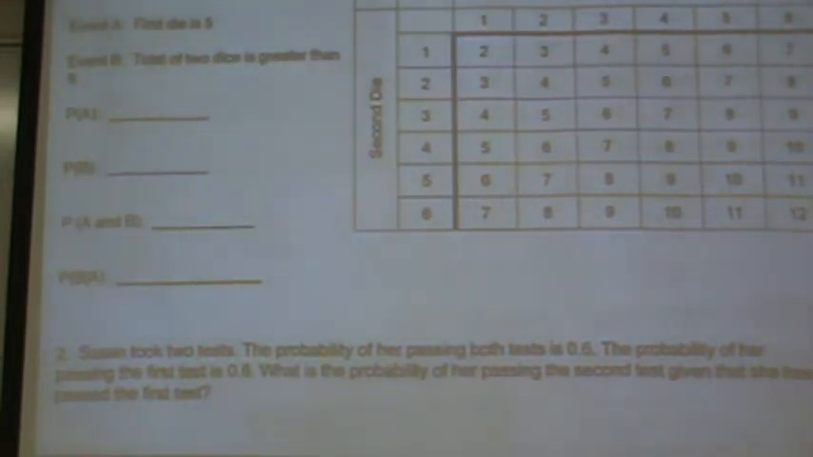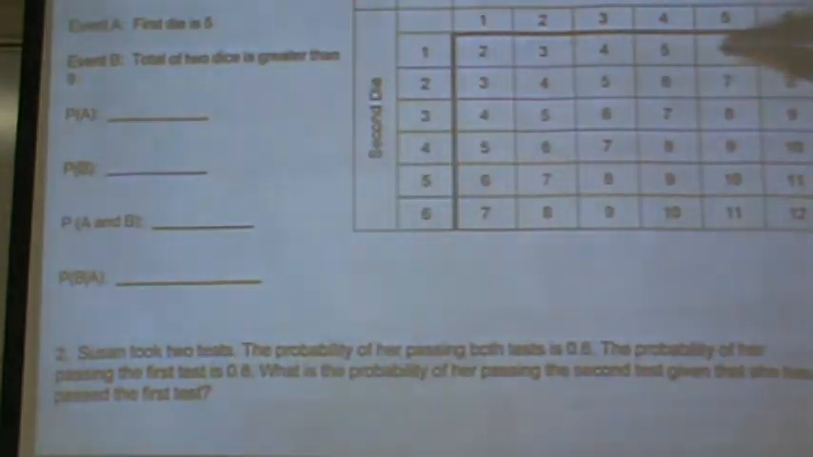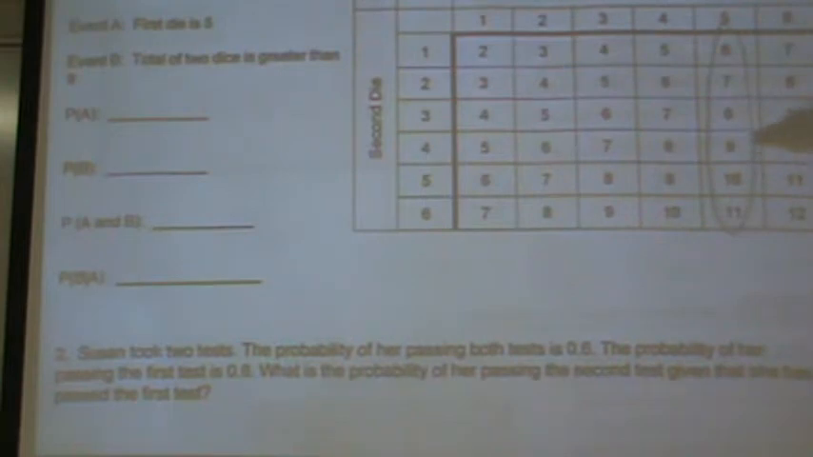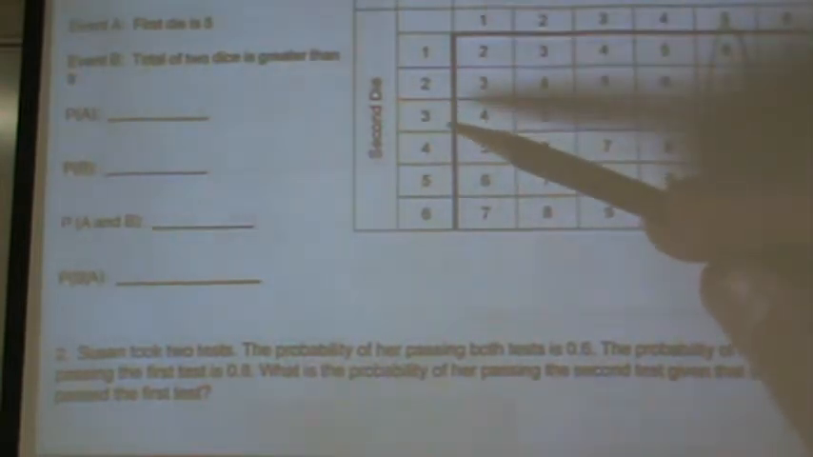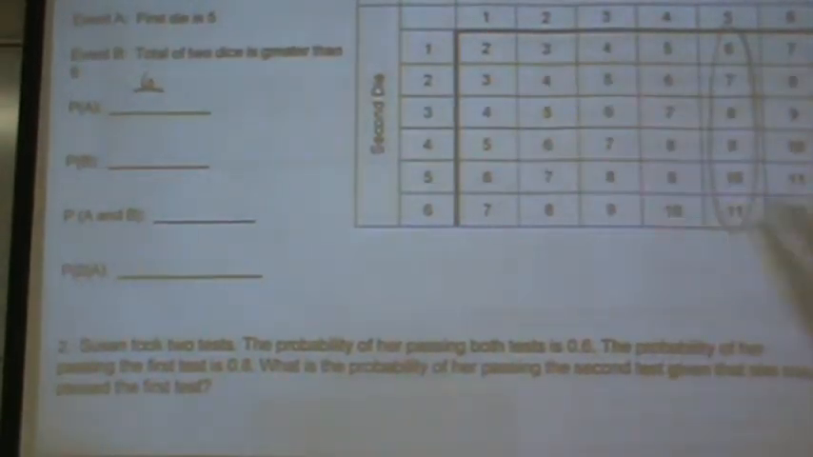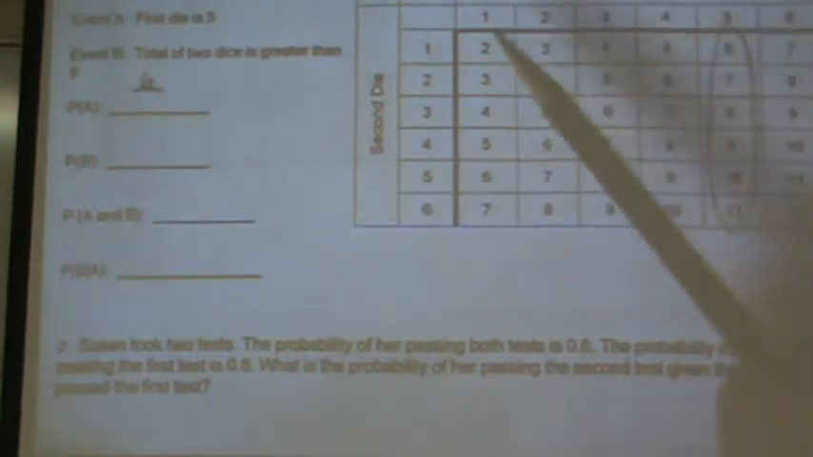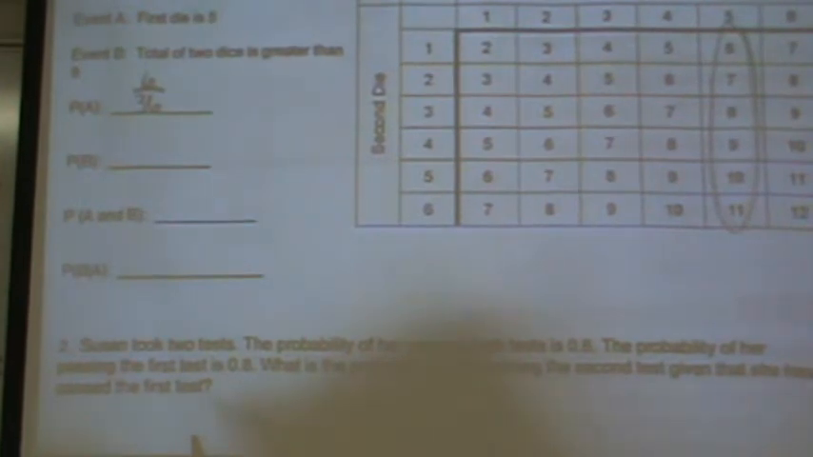If we want to find the probability of A, that's the probability that the first die is a 5. Well, there are 6 choices, because we're looking at rolling 2 dice. So there are 6 different possibilities of when we can roll a 5. We could roll a 5 and a 1, a 5 and a 2, a 5 and a 3, and so on. So 6 is the part that we're interested in, and then over our total set, which is this whole chart, there are 36 different ways we could roll the 2 dice. So we have 6 over the total set, 36, and we can reduce this fraction to 1 over 6.